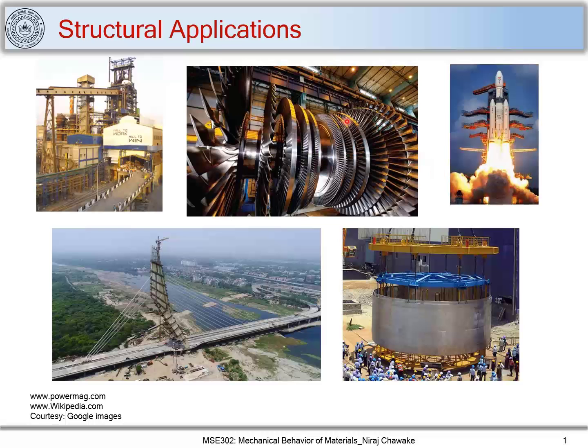The second picture shows turbine blades, where the material is subjected to very high temperature. The third picture shows a rocket which is used in ISRO. The fourth picture shows a bridge. And the fifth picture shows the body of a fast breeder reactor.